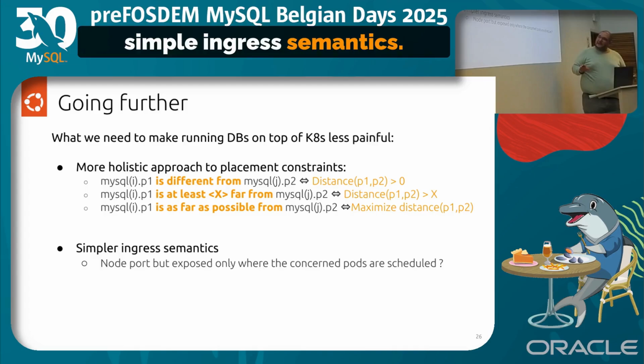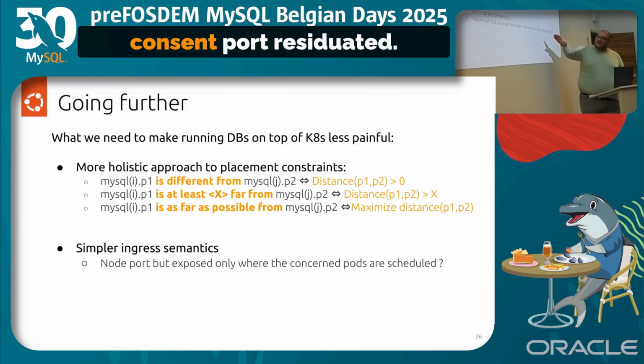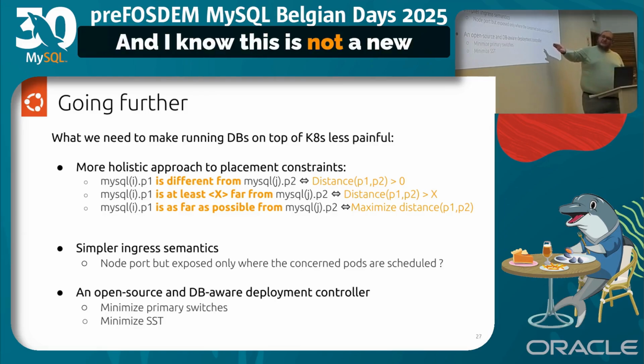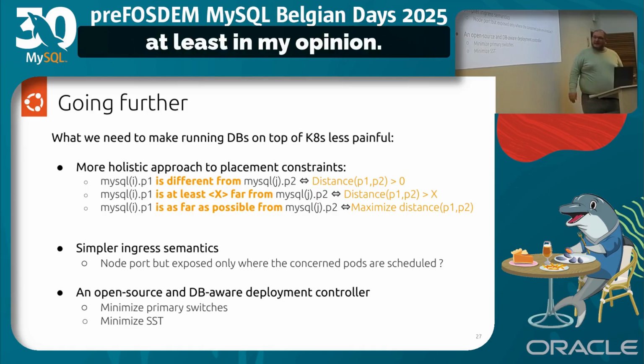Simpler ingress semantics. It's really a question mark why. Probably some of you know the reason behind that, but why don't we expose the node port only on the node where the pods are scheduled, and even if a pod is rescheduled, you can still open the node port before actually scheduling it, instead of doing it the way we do today. And I know this is not a new idea. Some people did try it. Some solutions exist. They are not all open source, or they are not satisfactory, at least in my opinion.